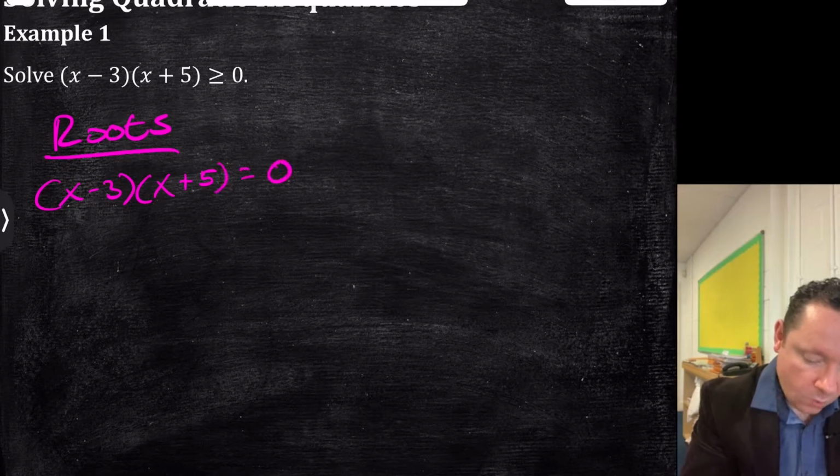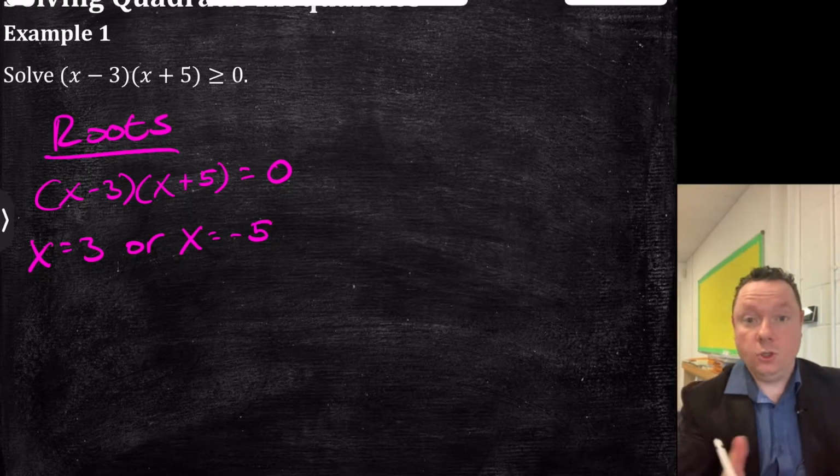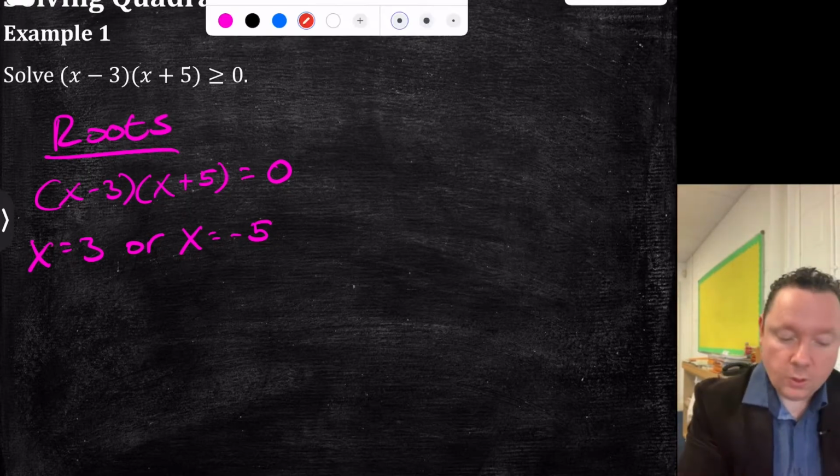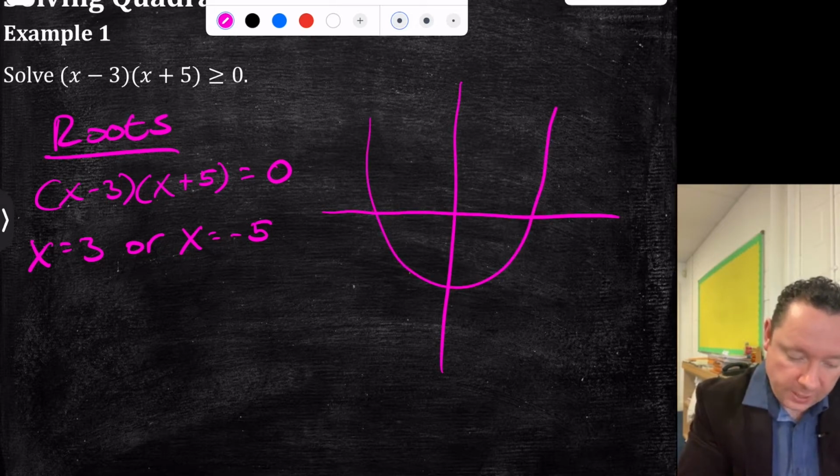And this is a simple one. That means that x equals 3 or x equals minus 5. And now this is where the solution changes for higher maths. We know our roots, so if we just draw a quick sketch of this quadratic, it is a U shape, and we've got minus 5 on one side and 3 on the other.